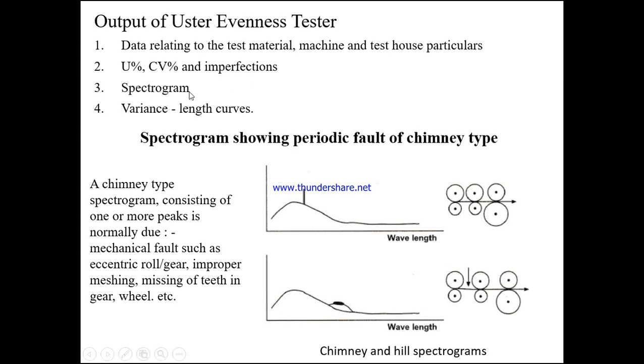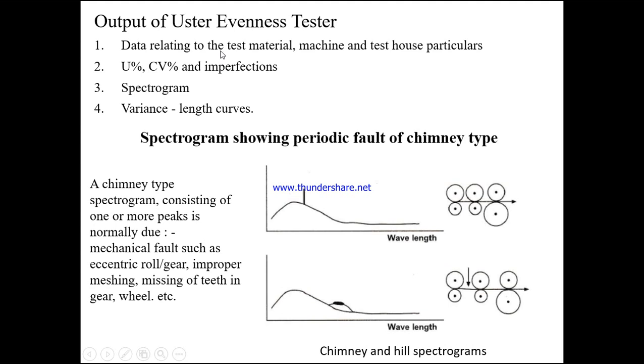You know what U percentage, CV percentage and imperfections are, I have already discussed. Then the spectrogram, which I discussed in the last slide, will also be obtained by the evenness tester. And the fourth information which will be obtained is the variance length curves, that is the variance between the length and variance within the length. That graph will be obtained, which I have already discussed in my previous lecture. So these are the four common pieces of information obtained from one evenness tester.